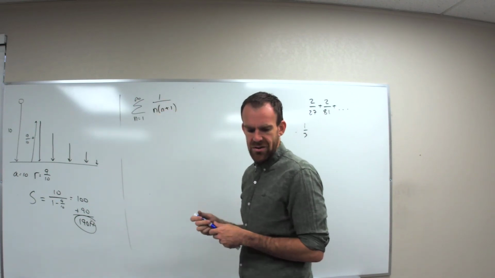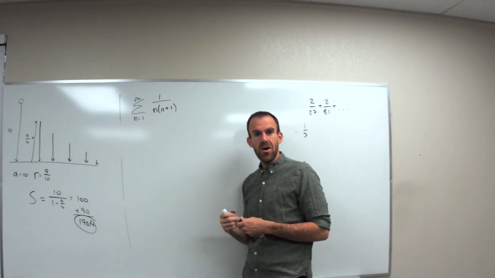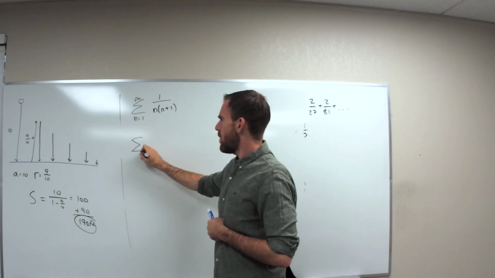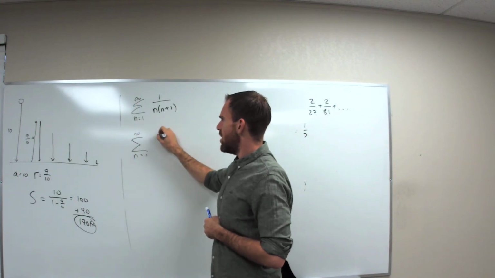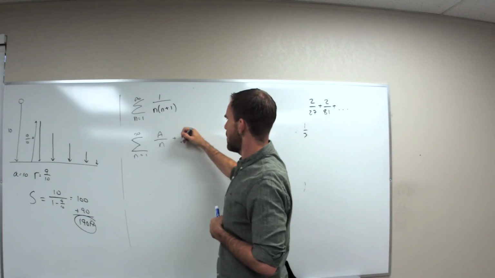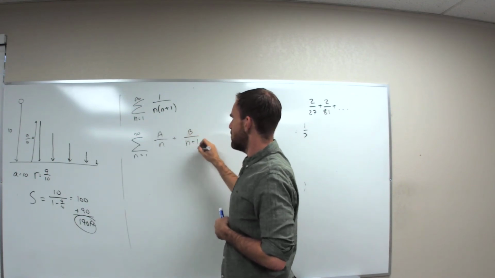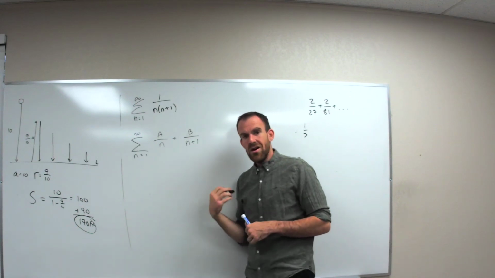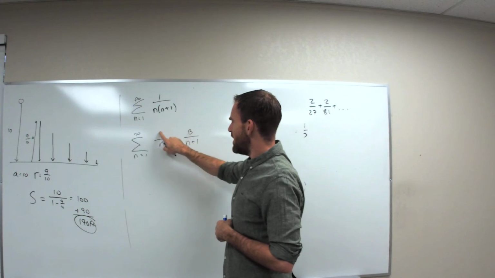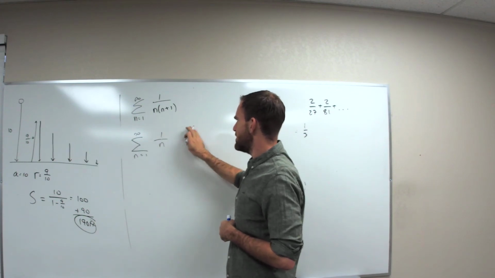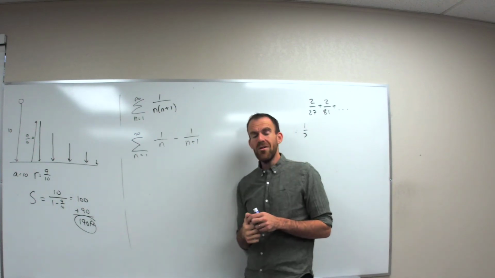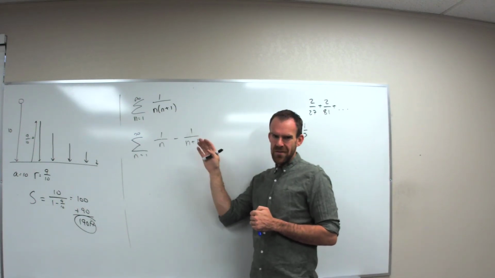And so what I want to do, just like we did with partial fractions, is break this up into a fraction of n and a fraction of n plus 1. It turns out if you do the whole work with the partial fractions, you find out that A is positive 1 and B is negative 1. So again, you're going to have to do partial fractions to find that.